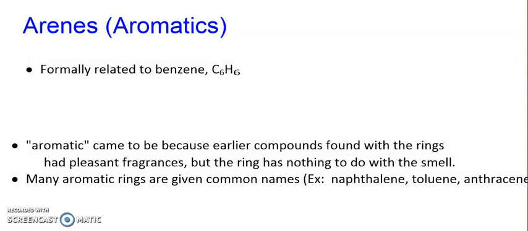This video is on arenes or aromatics. These are compounds that are related to benzene. It's very important you understand that benzene is C6H6. This structure would be 6 carbons in a ring. I'm going to fully draw it out, and it has alternating double bonds.